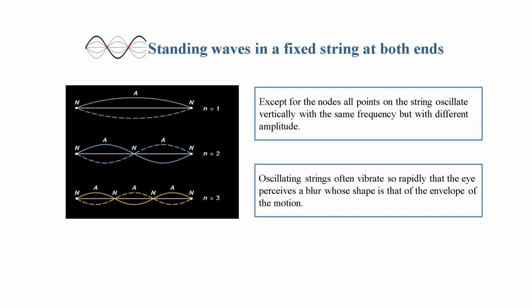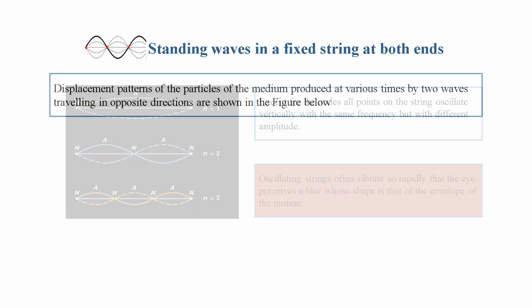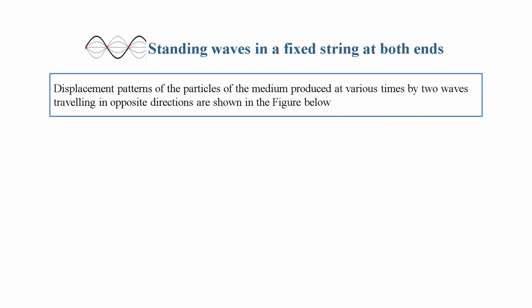Oscillating strings often vibrate so rapidly that the eye perceives a blur whose shape is that of the envelope of the motion. Displacement patterns of the particles of the medium produced at various times by two waves traveling in opposite directions are shown in the figure below.